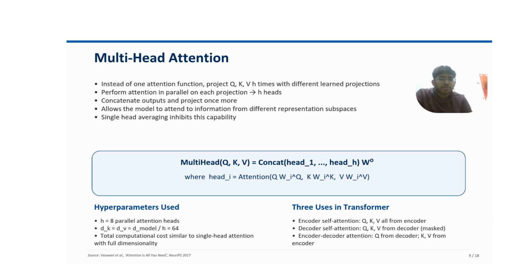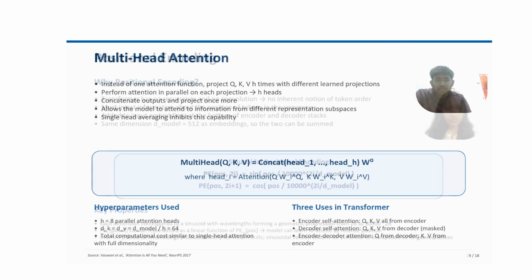This approach enables the model to capture different types of relationships in parallel, such as syntactic dependencies and semantic similarities. For example, one head may focus on grammatical structure while another focuses on meaning. This diversity of attention improves the expressiveness of the model and allows it to learn more complex patterns in the data.